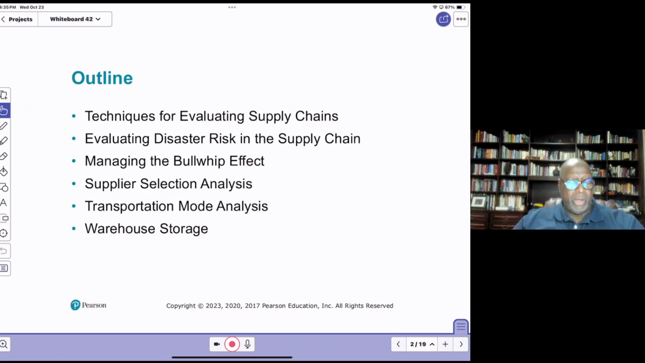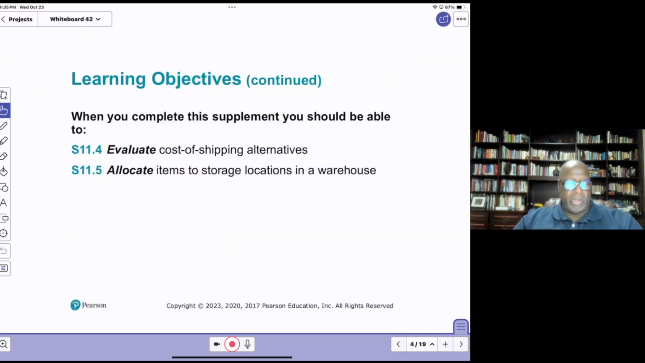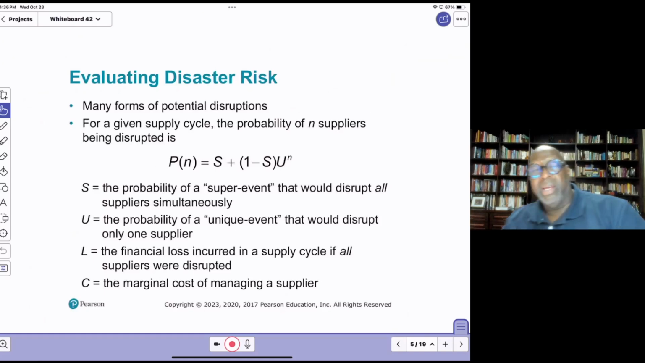So we'll talk a little bit about a few things such as evaluating the supply chain, evaluating a sort of a disaster risk, understand the concept of a bullwhip effect, and supplier selection analysis, and so forth. So let's start off with this concept of evaluating a disaster risk.